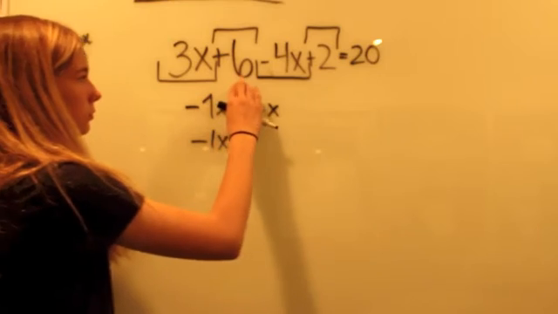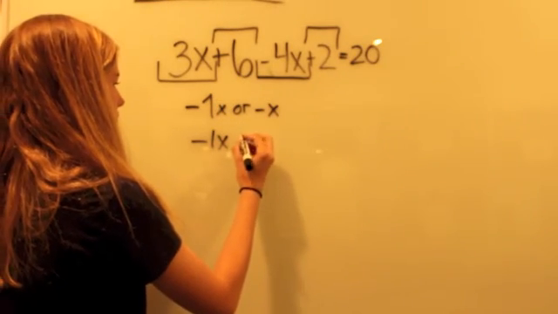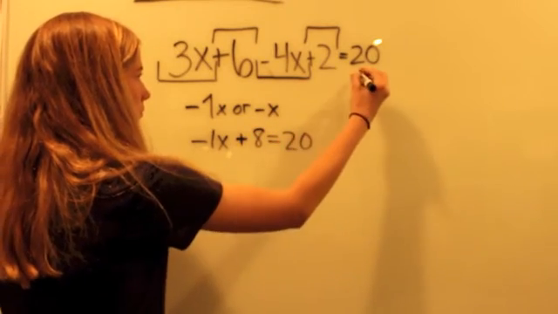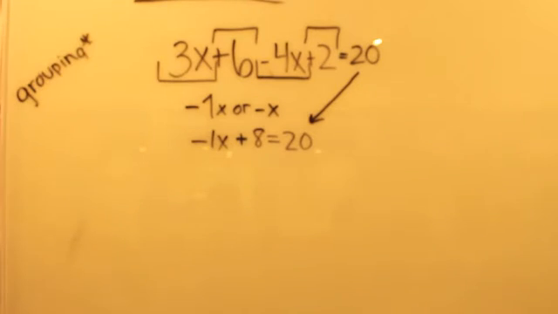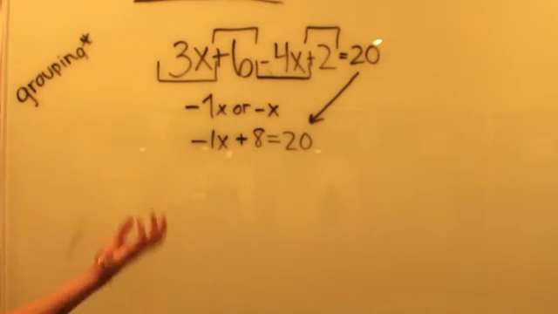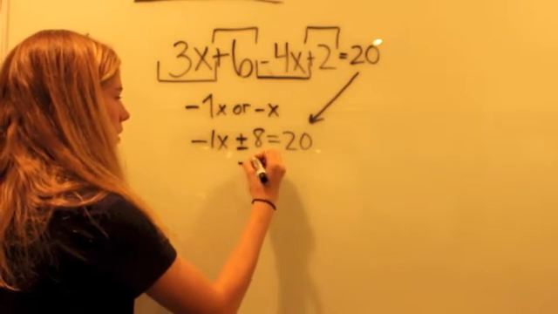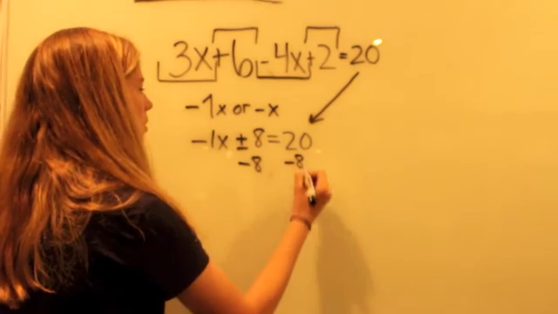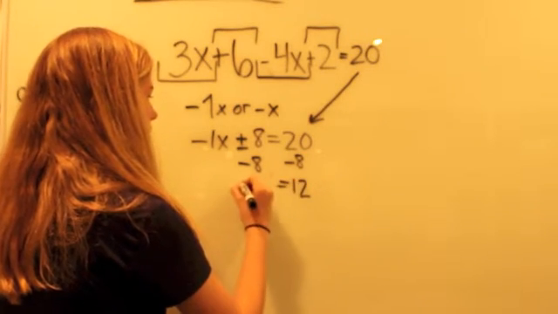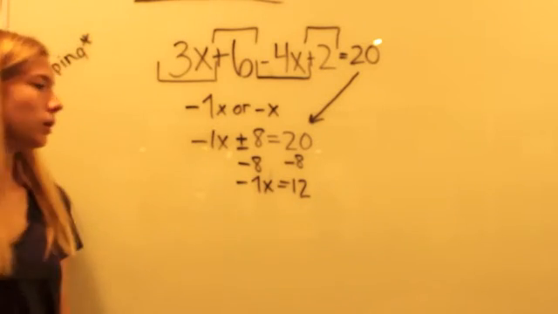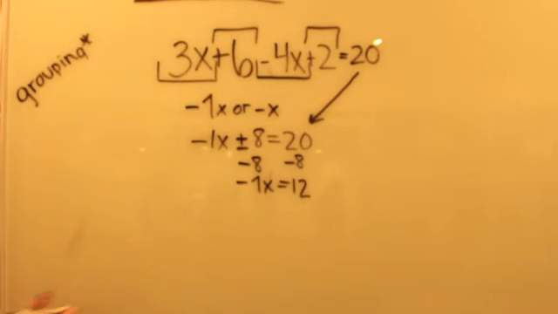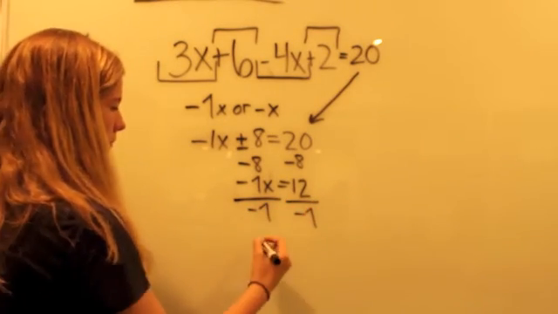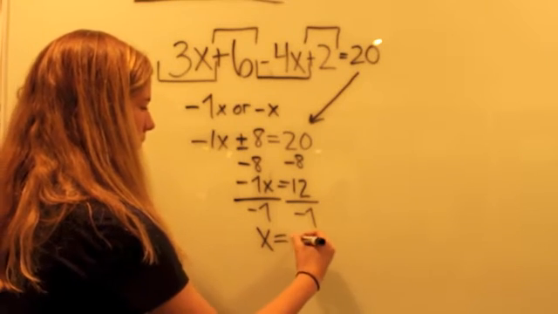Because we have a positive 6 and a positive 2, we're going to add them together to get a positive 8. Now we're going to bring down the 20. Now we have the equation negative 1x plus 8. Because we have a plus 8, we're going to subtract 8 from both sides of the equation. This will give us negative 1x equals 12. Because we want to get x by itself, we're going to divide by negative 1 on both sides of the equation. This will give us x equals negative 12.